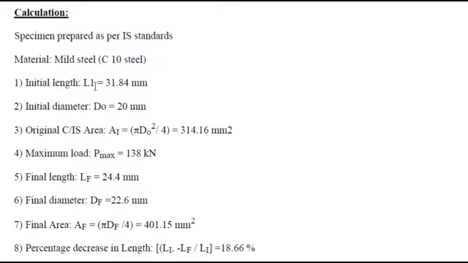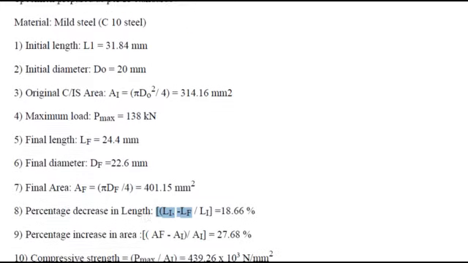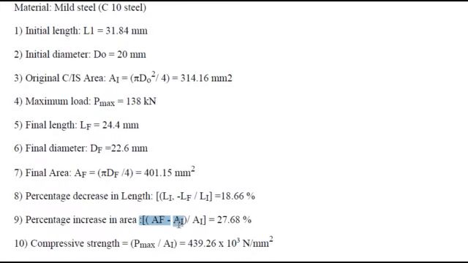Calculation goes like this. We have to take initial length, initial diameter, initial cross-section area, maximum load, final diameter, final cross-section area. Percentage decrease in length will be initial length minus final length divided by initial length. The difference will be positive because the initial length is larger, that is why initial minus final. Percentage increase in area will be final area, because final area will be more, minus initial area divided by initial area, that will be 26%.